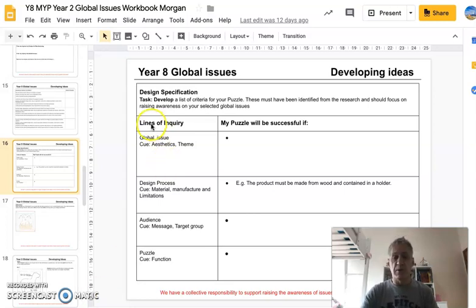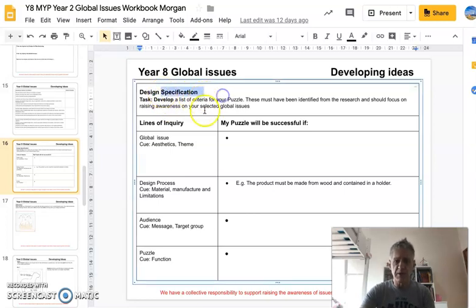So you'll see the first page that we've got in our slides is that before we start designing, we need to sort out our specifications. Now, our specifications are really important because they will help us decide how we will know if our puzzle is successful. So we can't just go off designing puzzles willy-nilly.